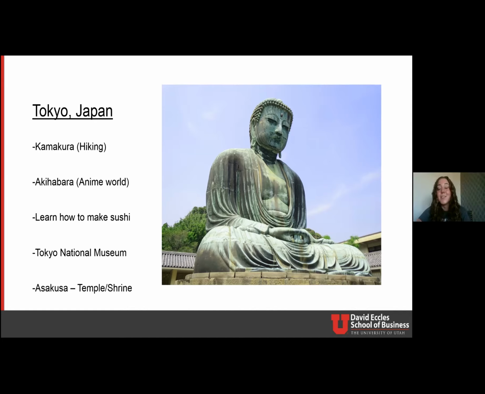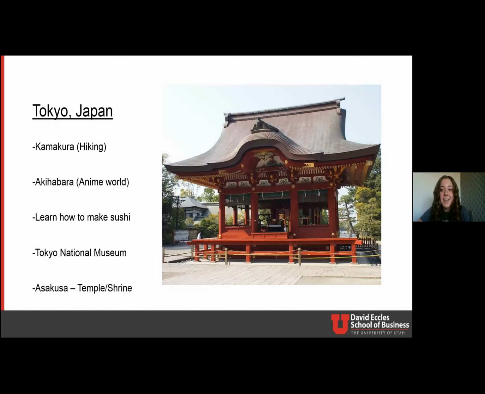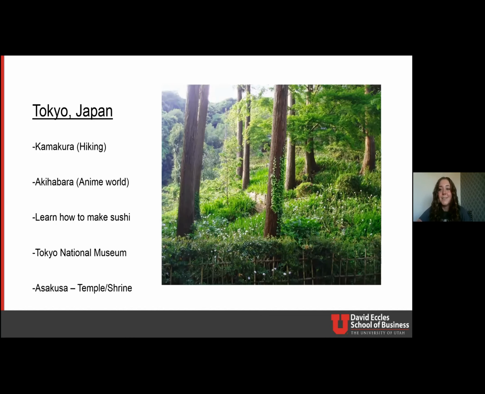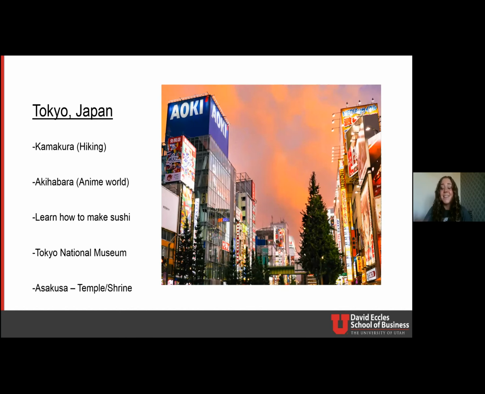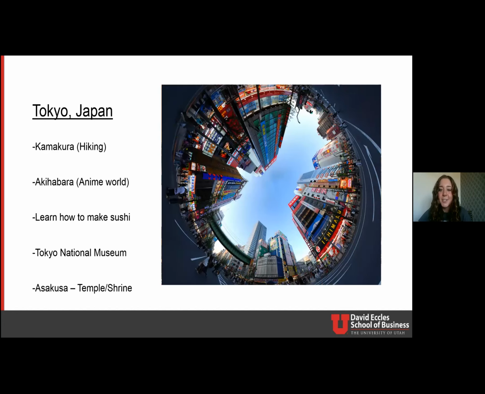This first one, also, I included an overload of pictures, so I hope you guys are ready for that. This is a Buddha statue that you will find while hiking in Tokyo. There's a couple of other things. This is a gorgeous building. I probably will talk a lot about architecture in these pictures as well, because it's really unique in Japan and Korea. Gorgeous views. This is an anime world, which is also a really cool part of Tokyo. I love this picture. It's kind of like a 360. Super cool view, kind of fun to look at.